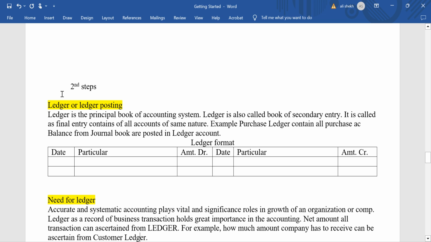So what is ledger posting? Ledger is the principal book of accounting system. Ledger is also called book of second entry. It is called the final entry. It contains all accounts of the same nature. Example, purchase ledger contains all purchases. Balances from the journal book are posted in ledger accounts.